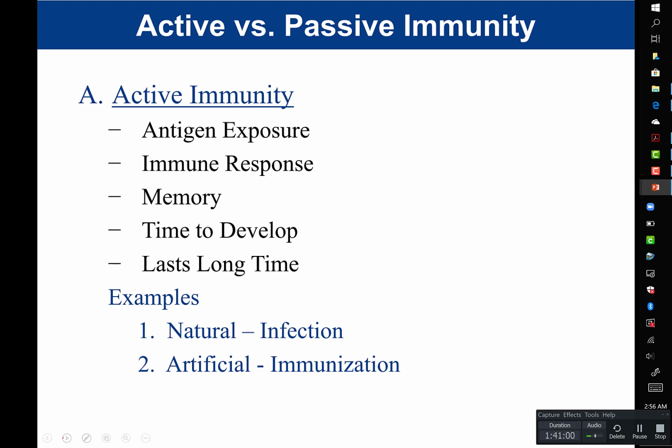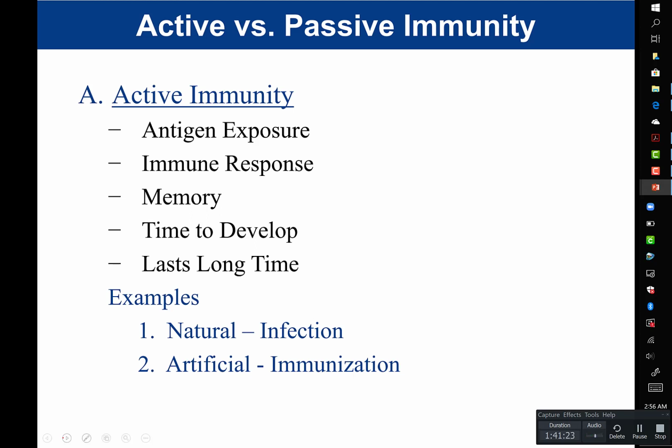And if we look at active immunity, it can be broken down into two categories. We can have natural active immunity. Again, we're still talking about exposure to the antigen, and a natural exposure to the antigen would be infection, right? So you naturally come in contact with the antigen through infection.